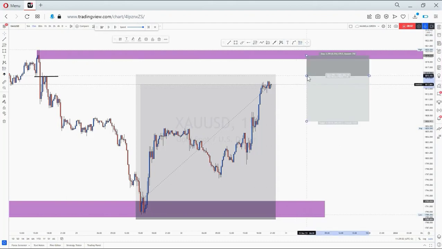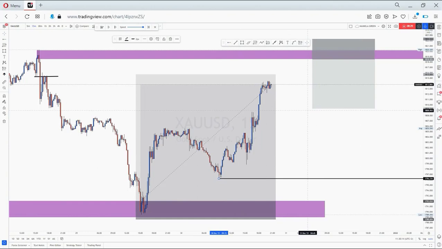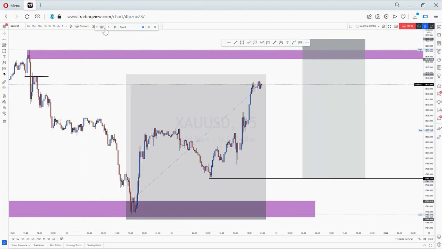Let's put in our stop loss and TP. Let's make it like this. Then let's look for our bullish order block. Let's leave it at that. But my target usually will be this low here. I use the previous lows for my targets, so I will use this low here. Then let's replay and see.